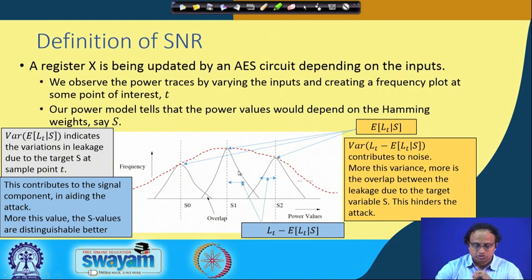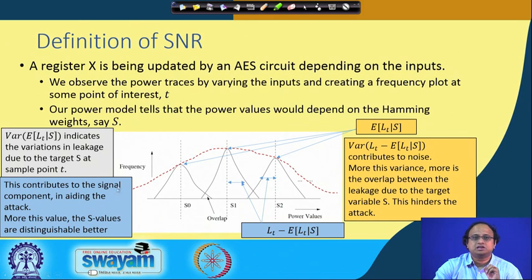Now, in this particular distribution, we try to find out the signal component and the noise component, because as we know, the SNR is nothing but the ratio of the signal component to the noise component. We denote this particular statistic, which is variance of E[LT given S], as the signal component. So, what is E[LT given S]?